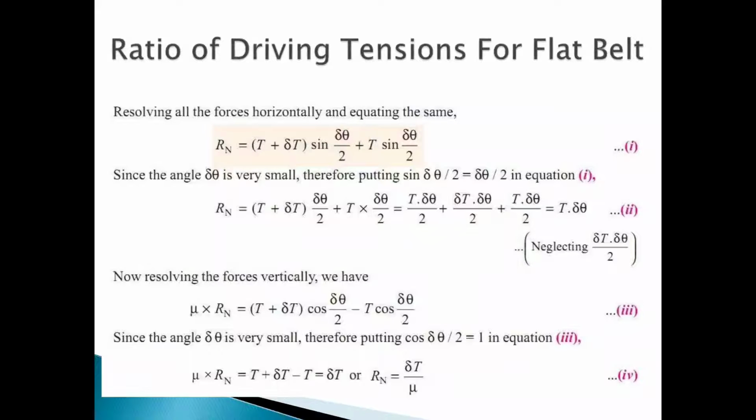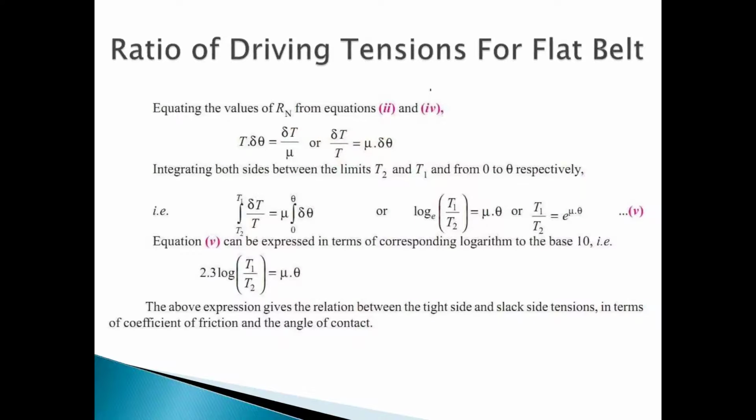Further modifying, as d theta is very small, you will get the final equation mu Rn is equal to T plus dT minus T, which is equal to dT, or Rn is equal to dT divided by mu. Ratio of driving tension for flat belt: equating both the equations, second and fourth, you will get T d theta is equal to dT by mu. Integrating both sides between the limits T2 and T1, and 0 to theta respectively, you will get the final equation 2.3 log T1 by T2 is equal to mu theta.